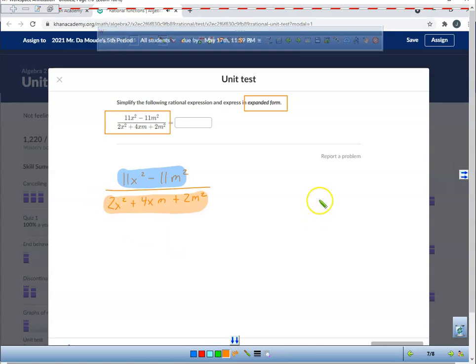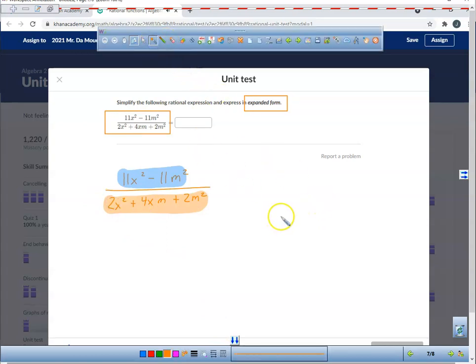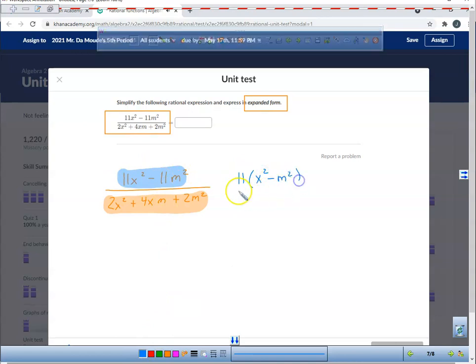Whenever you guys are factoring, you have to first look for the numbers that you could possibly factor out. So like, what number could you factor out of the numerator? An 11. So when you factor out an 11, you're left with x squared minus m squared. Okay? And what number could you factor out of the denominator? 2. So we're going to factor out a 2. And we're left with x squared plus 2xm plus m squared. There we go.